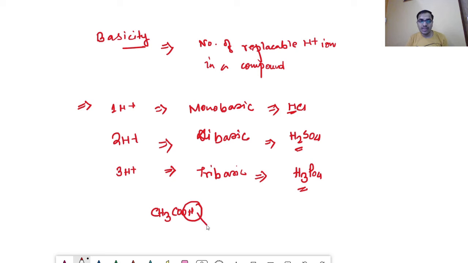The terminal H plus ion is only replaceable. These three H plus ions are not replaceable. So acetic acid is not tetrabasic but monobasic. Clear? You might be given an MCQ based question: identify which is a monobasic acid. You will be given H2SO4, H3PO4, acetic acid, and some other examples. But if you are not aware that acetic acid is monobasic, you cannot identify the options.